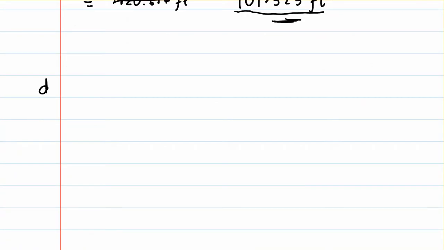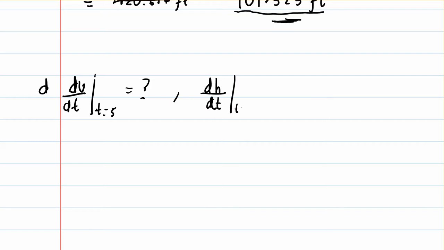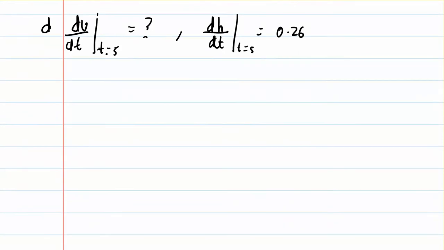First of all, let's write down what we're trying to find. We are trying to find dV/dt at h equals 5, and this equals a dash for now. We don't know what it is. But what the question gives us is dh/dt, the rate at which the height is changing with respect to time, and that is equal to 0.26. So what we need to do now is find a relationship between V and dh/dt.